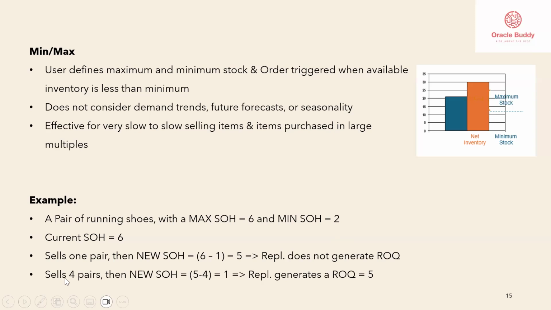For the second example, we sell 4 pairs. So now the new stock on hand is 5 minus 4, that is 1. So now replenishment generates an ROQ of 5 units of shoes.